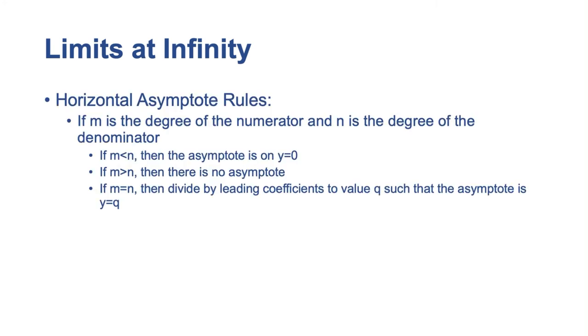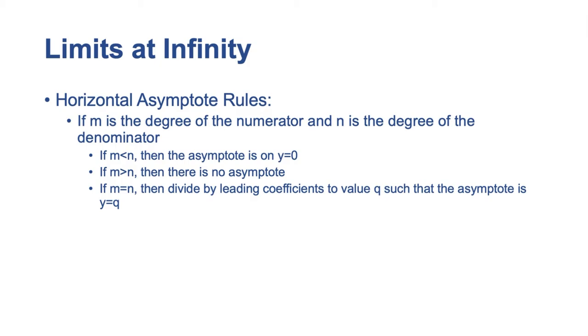Now for the second part of our video, we are going to be talking about limits at infinity. We're going to begin this discussion with a review of horizontal asymptote rules. If m is the degree of the numerator and n is the degree of the denominator, if m is less than n, then there is an asymptote at y equals 0. If m is greater than n, then there is no horizontal asymptote. And if m equals n, then we divide the leading coefficients to get a value q such that the asymptote is y equals q.